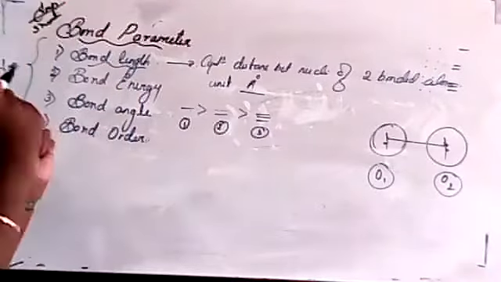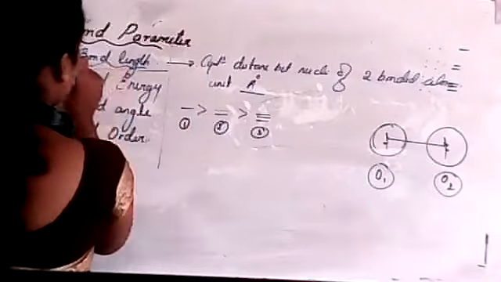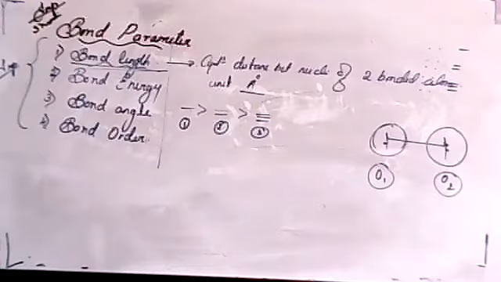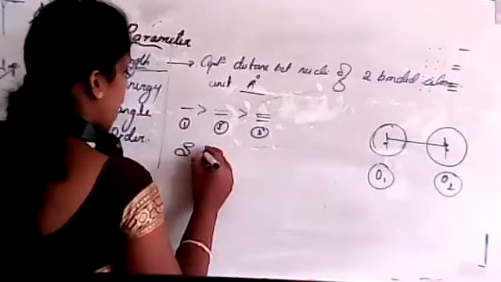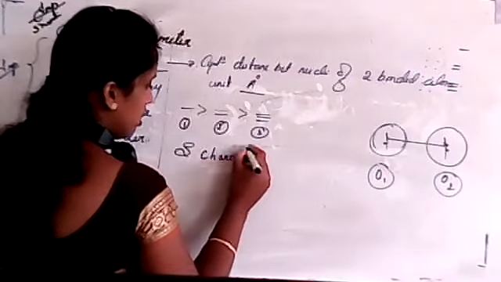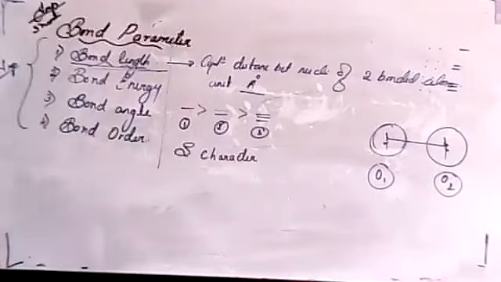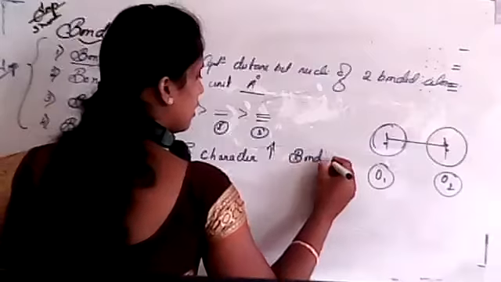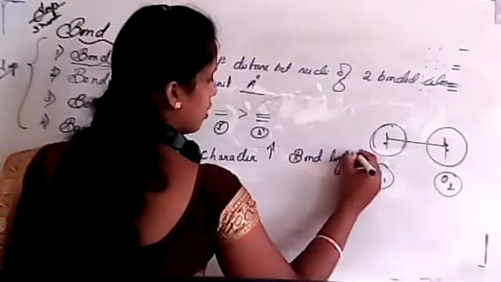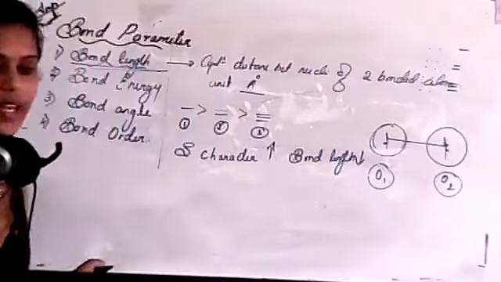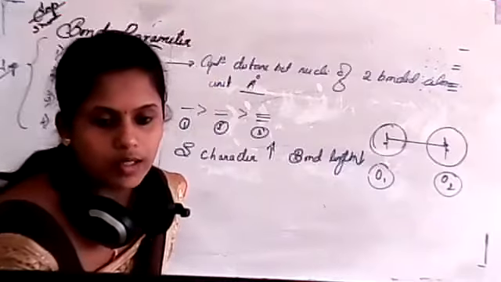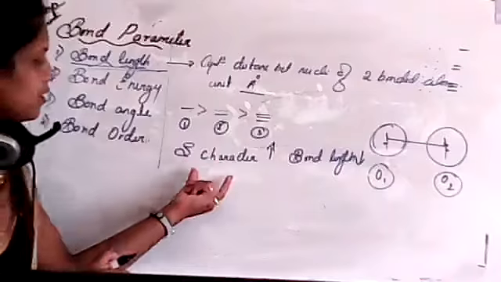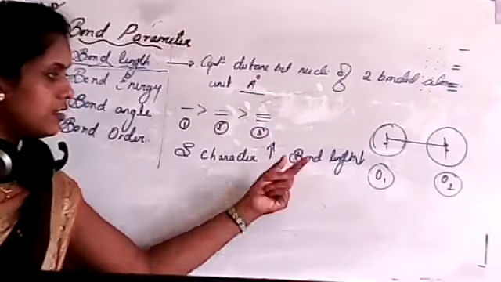So next, there is another thing. This is for bond length, don't confuse. And the next one, here we consider s character. So as s character increases, bond length decreases. Student, you have to log in once again, okay? As s character increases, bond length decreases.